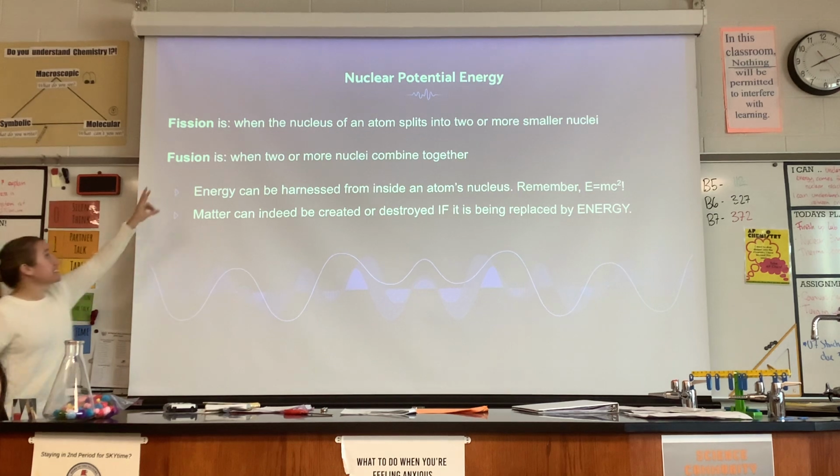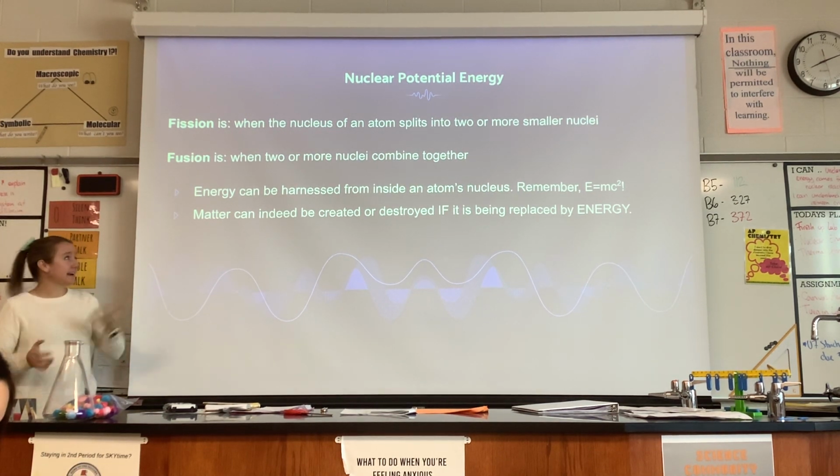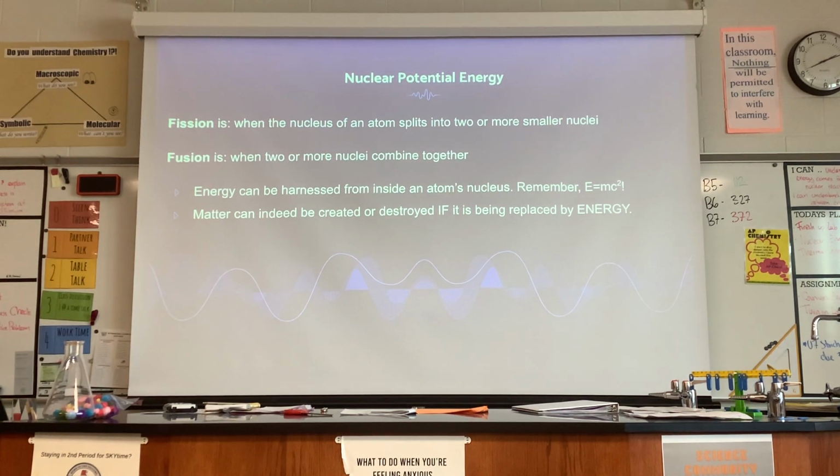Now, both processes have energy potential, because of this idea of E equals mc squared, that there's energy contained within atoms, whether they split or when you fuse. While you're writing that, does anyone remember which one harnesses more, though, fission or fusion? Sam? Fusion does. Fusion by a lot, right?